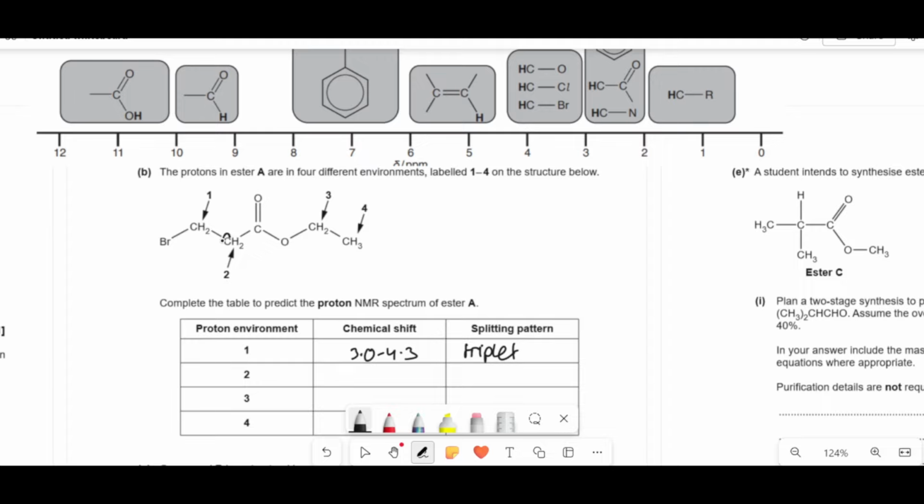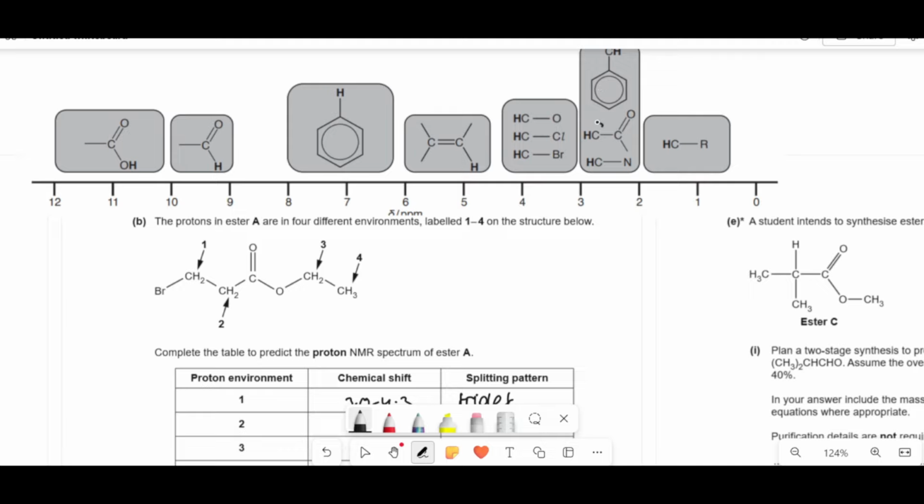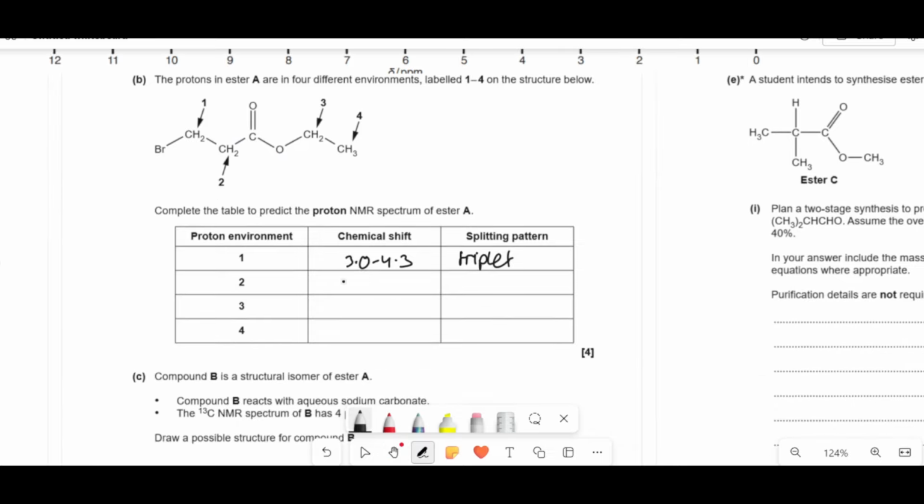So for number 2, we can see that there's a C with two H's on. So this is the environment that's picked on. It's attached to a C, which is attached to another C, which is attached to another C, which is attached to an O. It's going to be this one, because this is the hydrogen in bold. The one in bold is the one that's picked up, attached to a carbon, which is attached to a C double bond O, which is attached to a carbon, which is attached to a C double bond O. So that means here, that chemical shift is going to be 2.0 to 3.0.